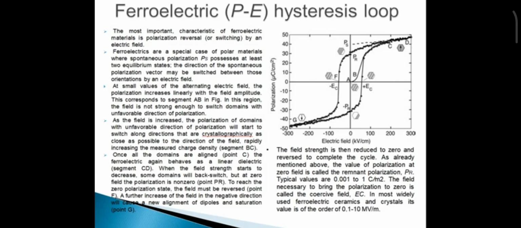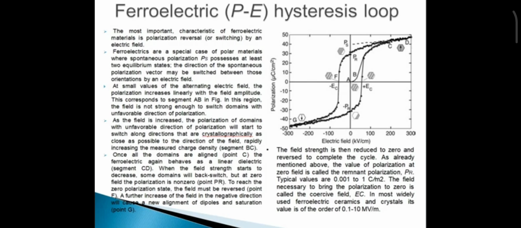At small values of alternating electric field, the polarization increases linearly with the field amplitude. This corresponds to the segment AB in the figure. In this region, the field is not strong enough to switch domains with an unfavorable direction of polarization. You can also see this in the figure, from point A to B.